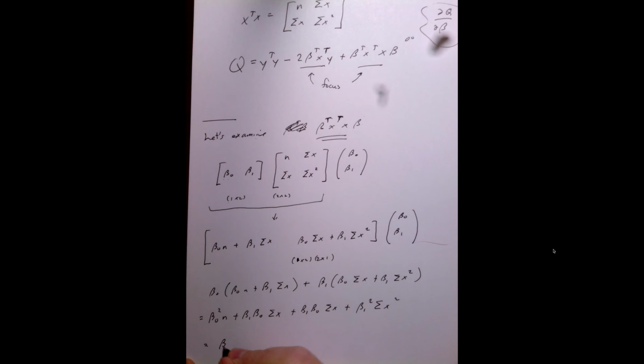So this is going to leave me with beta 0 squared n plus 2 beta 1 beta 0 sum of the x's plus beta 1 squared sum of the x's squared, right? Let me make sure I didn't do anything silly here. Okay, all right, cool. Now, I'm going to keep that.